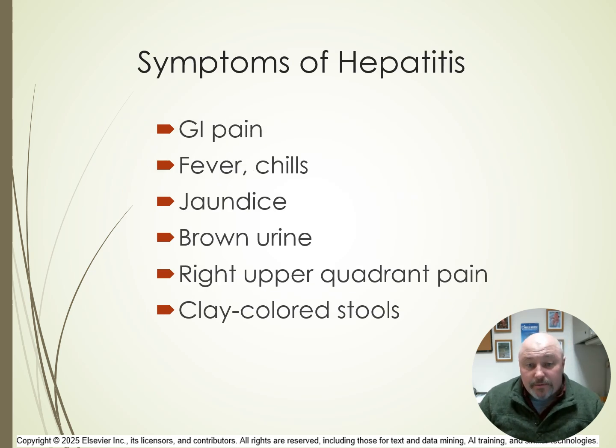The symptoms of hepatitis are GI pain, fever, chills, jaundice, brown urine, right upper quadrant pain, and clay-colored stools. Patients with hepatitis are often asymptomatic, and in many patients, there could be prodromal symptoms of anorexia, nausea, vomiting, abdominal pain, and fatigue that may be present. Symptoms then progress to a low-grade fever, an enlarged tender liver, and jaundice.